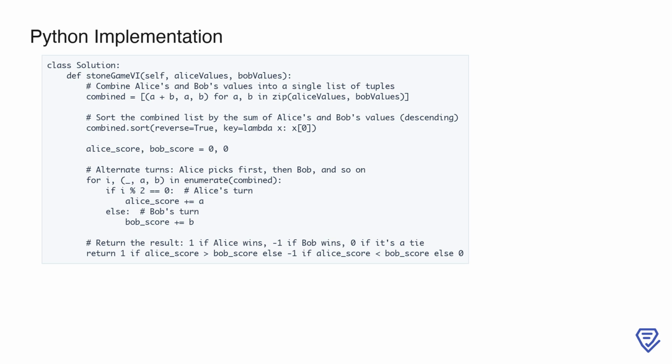Complexity. Sorting the combined list takes O(n log n), where n is the number of stones. Iterating through the list is O(n). Thus, the overall time complexity is O(n log n). This approach is efficient and ensures that both players maximize their scores based on the game's rules.